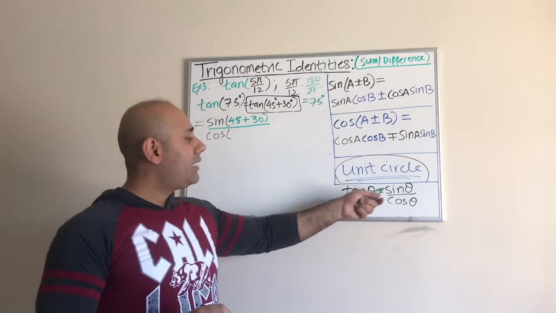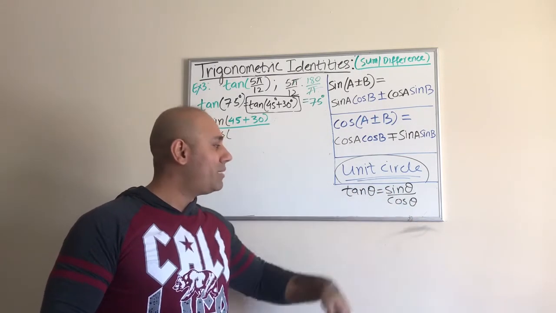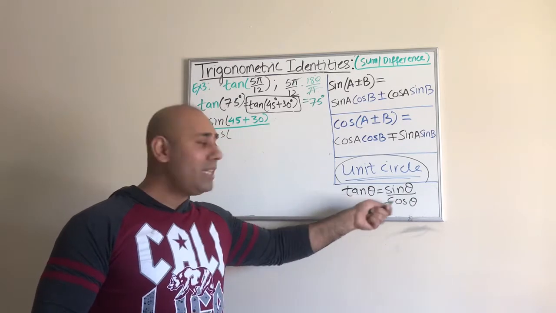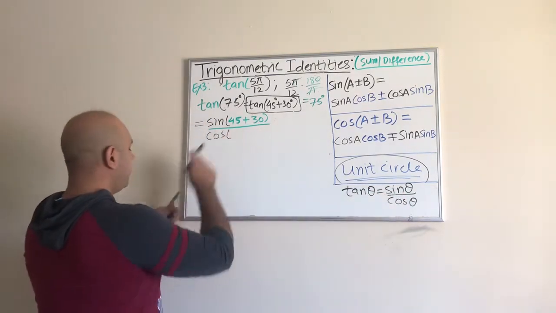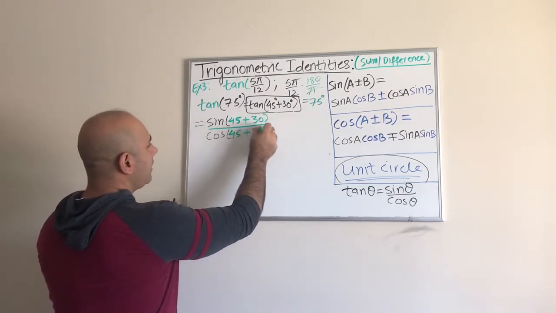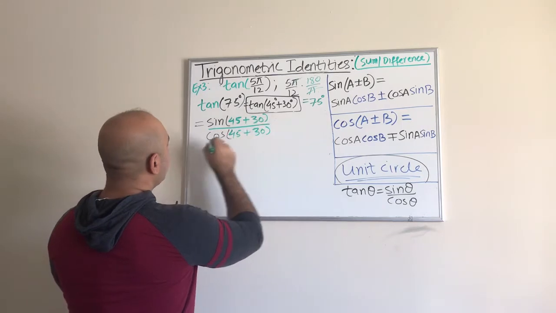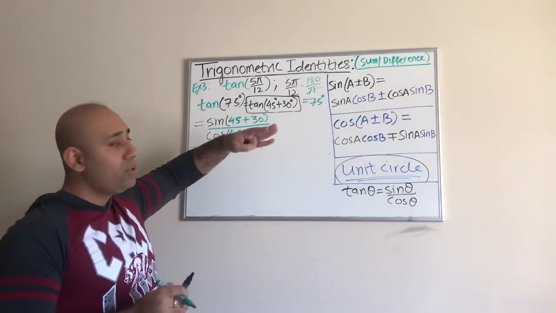If it is theta, then it's theta here and theta here. If it is a plus b, then it's a plus b and a plus b. If it is 45 plus 30, then it's 45 plus 30 upstairs and downstairs. Okay, so it's 45 plus 30. So from here we have to use two formulas.